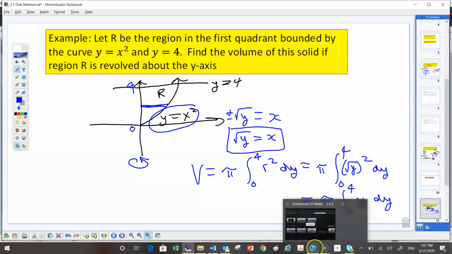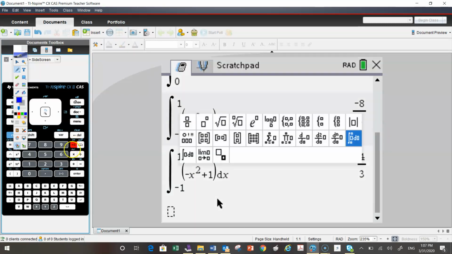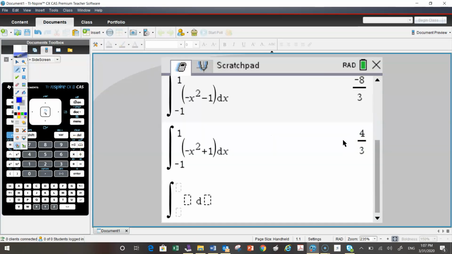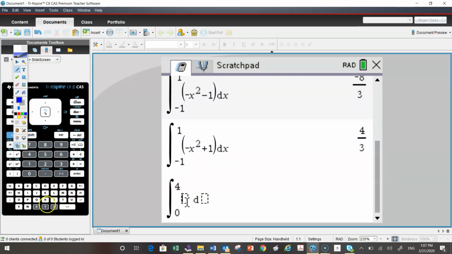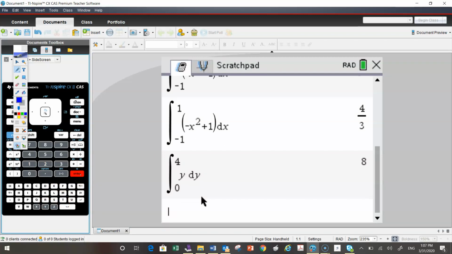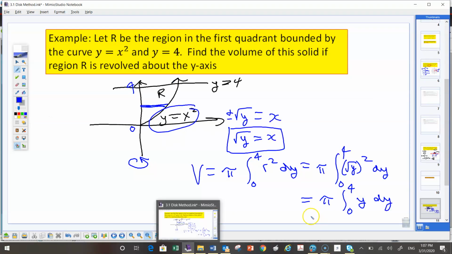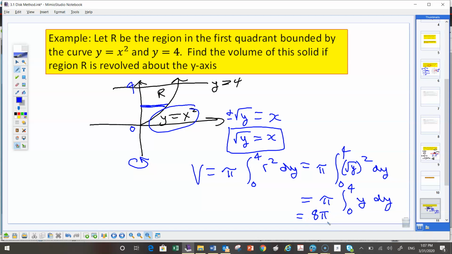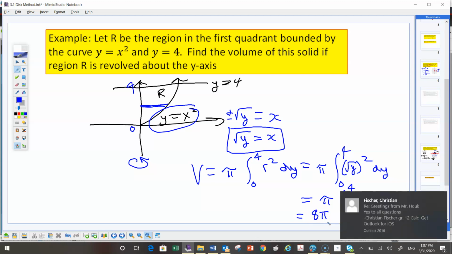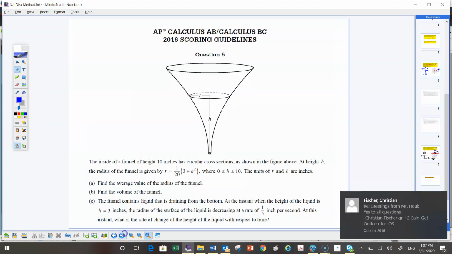And again, because I'm lazy, I'm going to use our calculator. So we're doing the definite integral from 0 to 4, and my function is y. And I'm integrating with respect to y, and that answer is going to be 8. And so my final answer, when I times it by my constant, is going to be 8 pi. All right, so that is how we deal with volumes of revolution that are going around the y-axis.